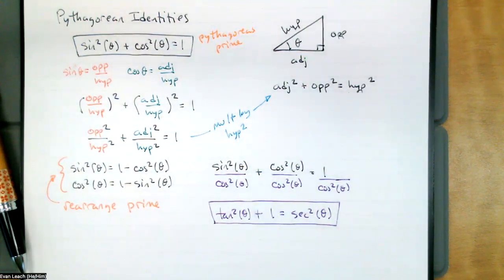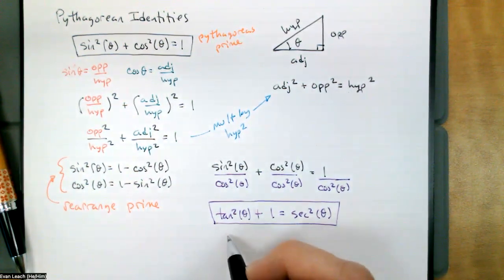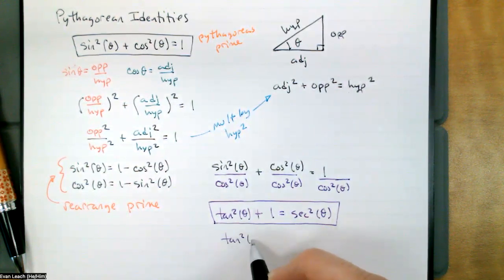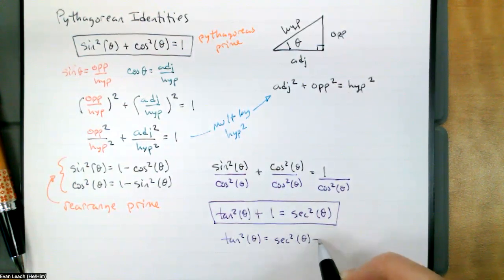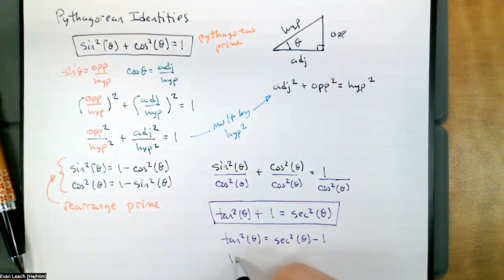So just like we had with rearrangements of our Pythagoras prime, we can rearrange this one into two other ones. This one is solved for secant. This one says secant squared is tangent squared plus 1. But I can solve for tangent, and I can say tangent squared is secant squared minus 1. Or I can solve it for 1. And 1 is secant squared minus tangent squared.